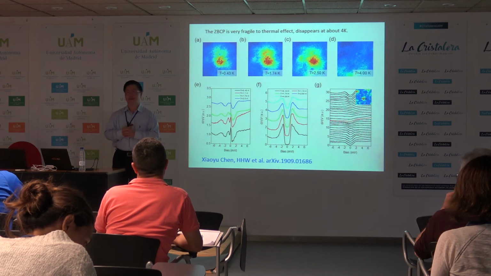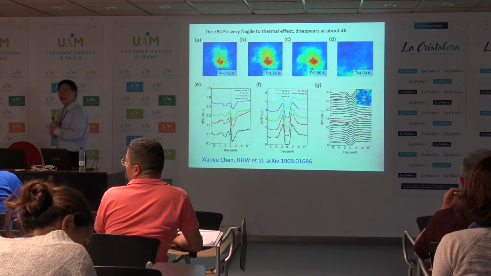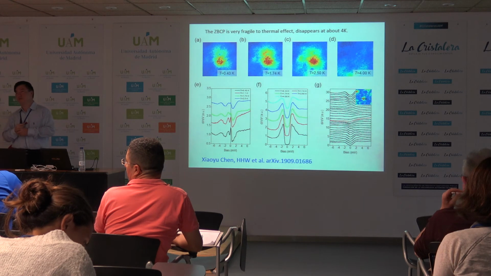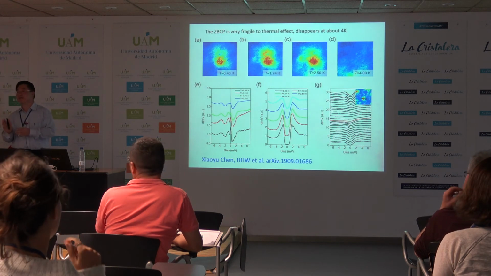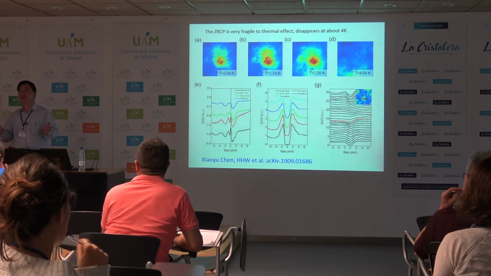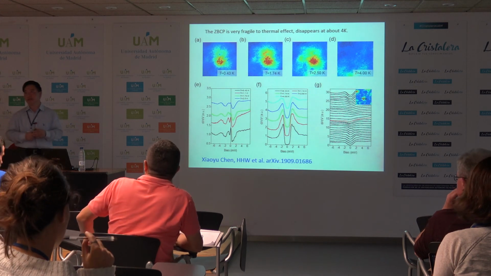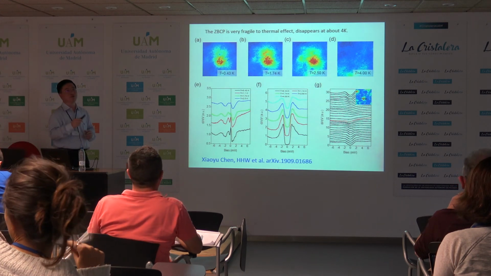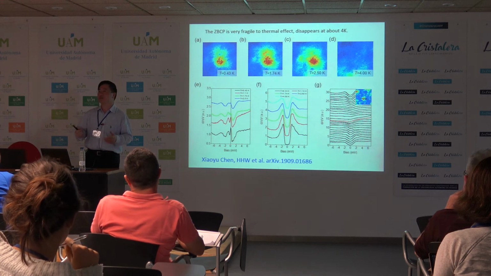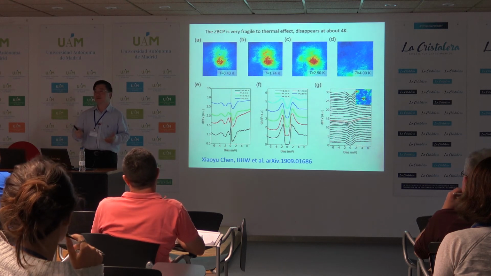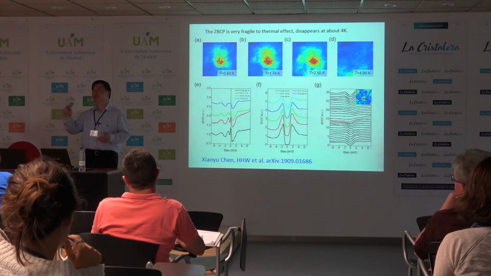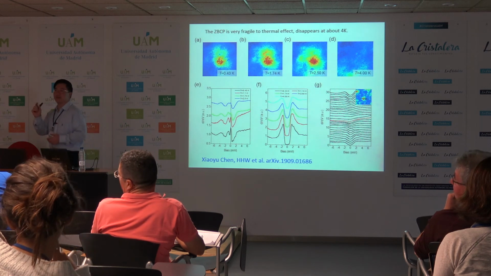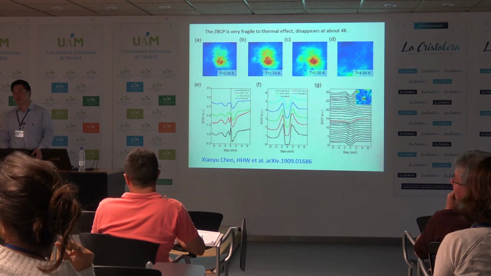But the minimum gap in most measurements in most labs shows something like 2 millielectron volt. So if you use 2 millielectron volt as a gap, and an EF of 10 millielectron volt, or even smaller, then the first level energy should be much larger than the resolution.